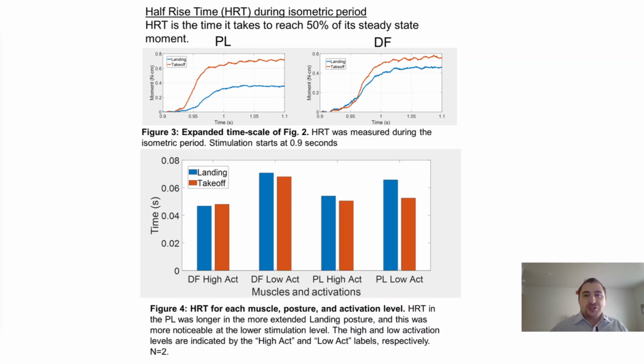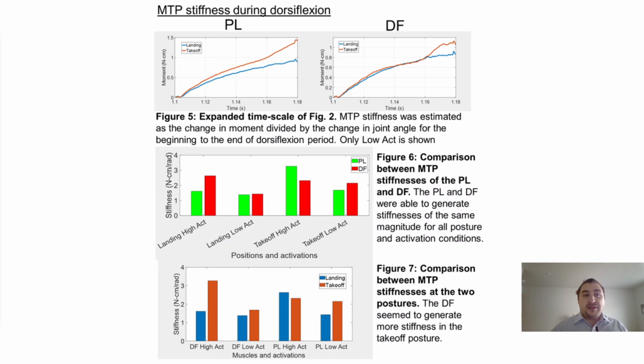Figure 4 shows that for the PL, half-rise time is slower in the more extended landing posture, consistent with the hypothesis that the PL tendon is slack during landing. The moment generated during MTP rotation was used to calculate the stiffness that the muscles produced.